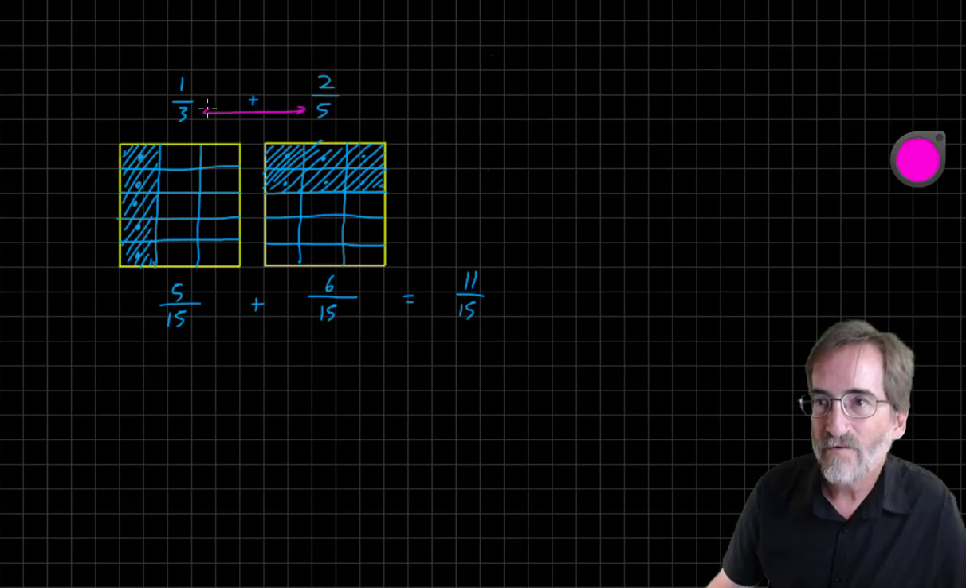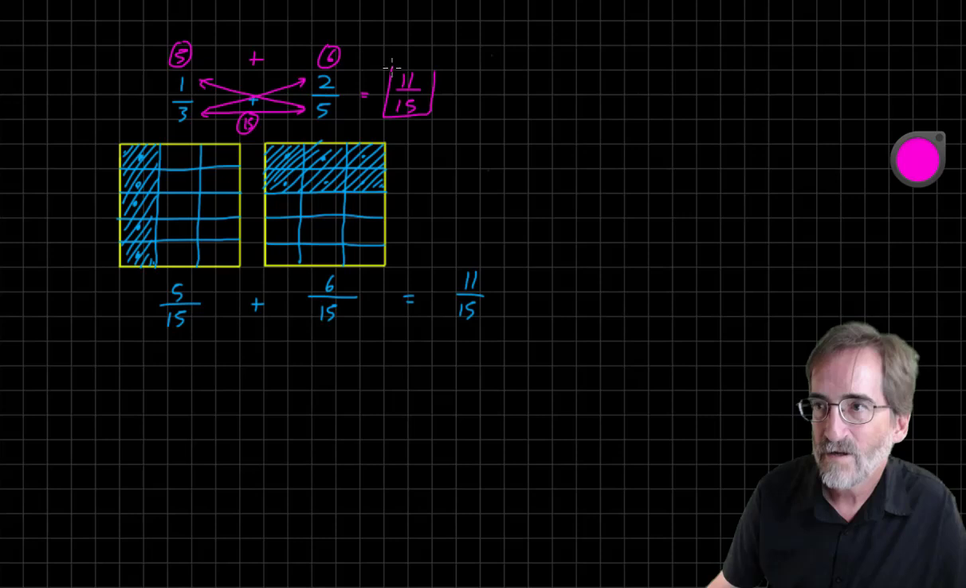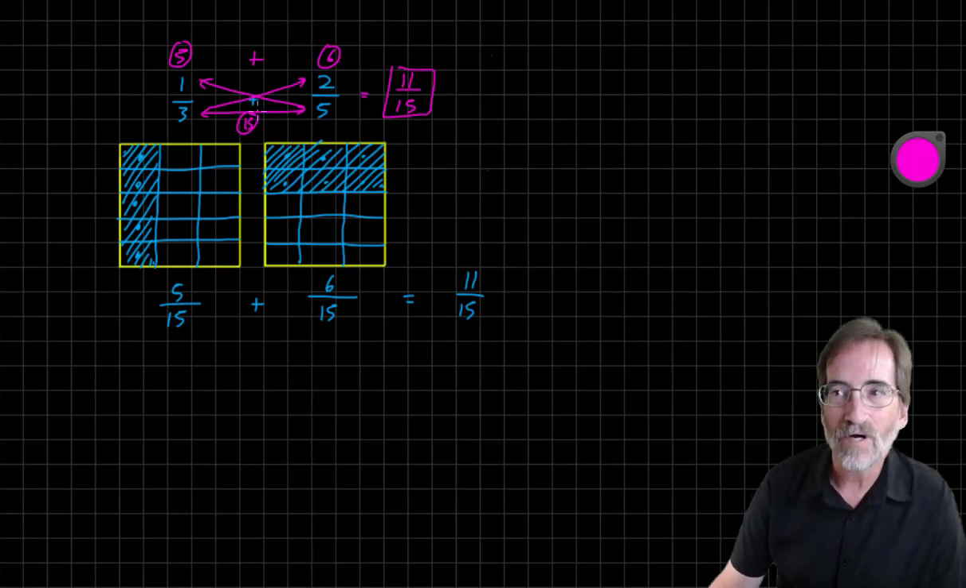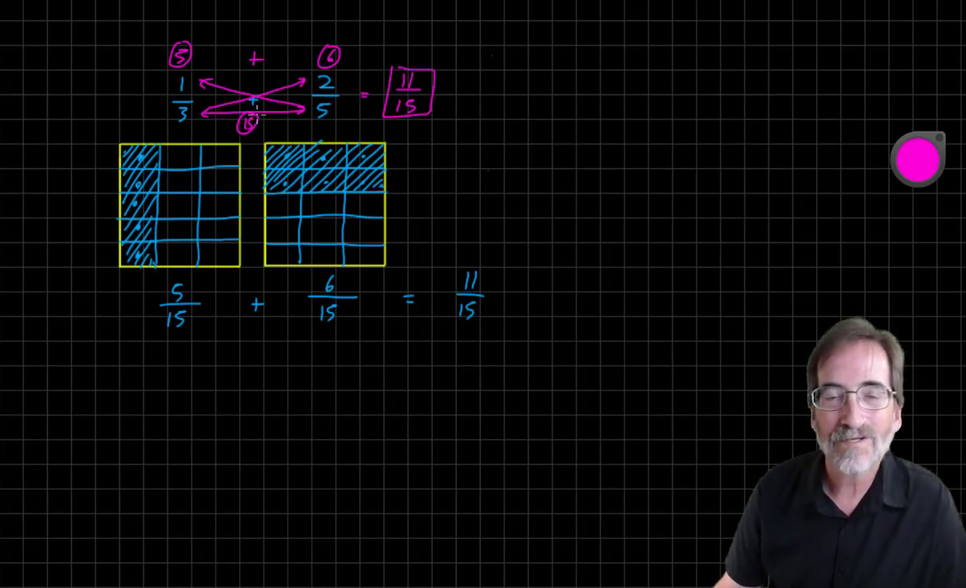3 times 5 is 15. 5 times 1 is 5. 3 times 2 is 6. 5 plus 6 is 11. 11/15ths. So there's this pattern going on, crisscross across. Some of my students called it crisscross applesauce, right? It's a pattern that always works.